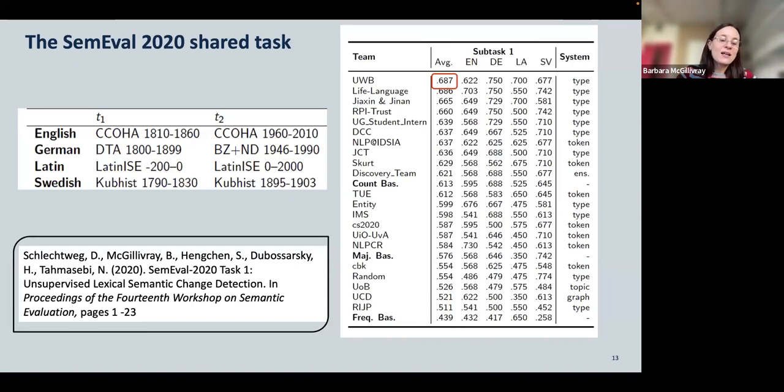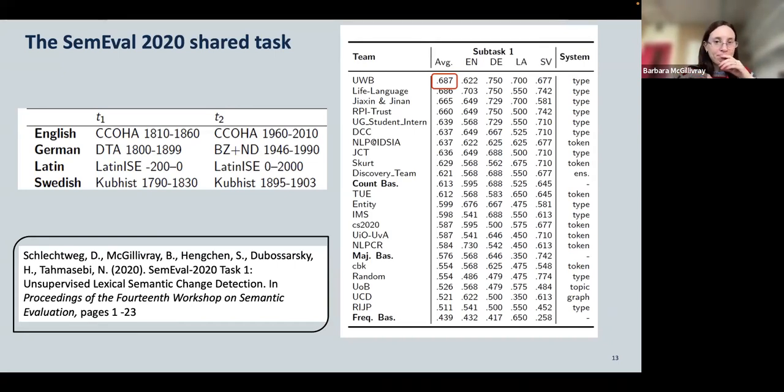So we prepared clean data sets for four languages: English, German, Latin, and Swedish. I took care of the Latin part. And for each language, we had a corpus and we had a time period. To keep things simple, we just had two time periods. So for Latin, for example, it was before the Christian era and after the Christian era.